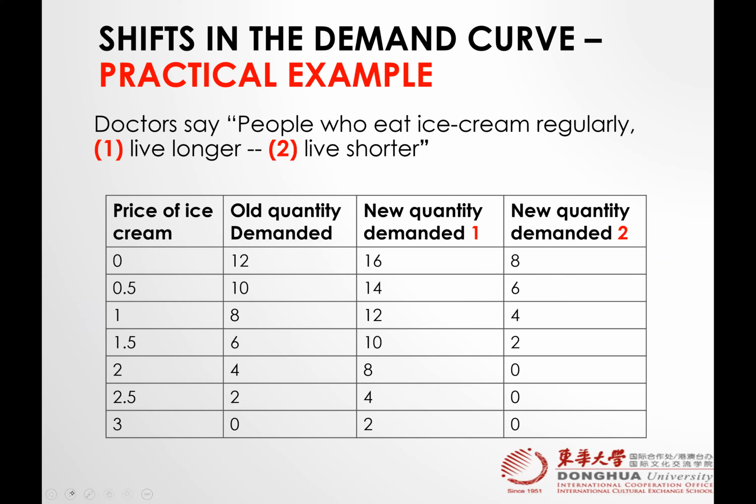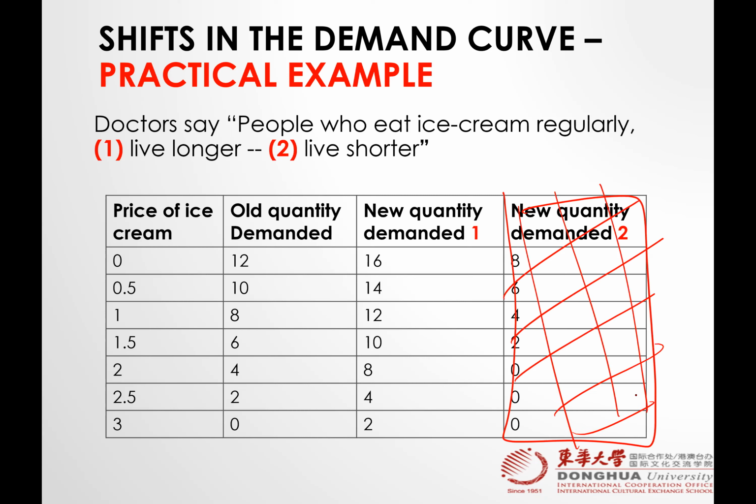Now, shift in the demand curve. Shift in the demand curve means when there is a change in quantity demanded and the reason is not price. So I have given you an example here. We have two scenarios. First, let's ignore this one. Let's just not talk about that one. Second scenario, let's talk about this first scenario.